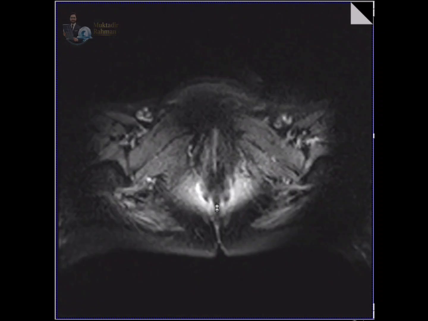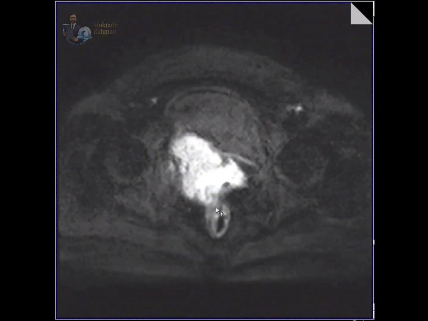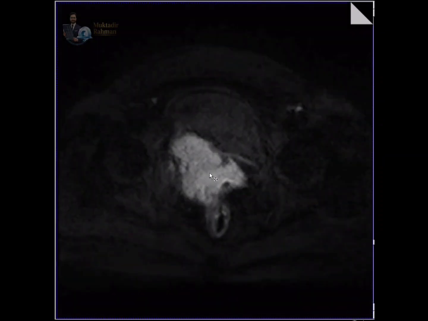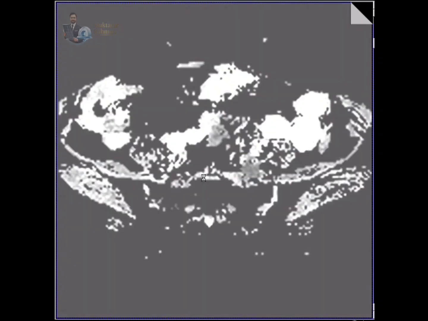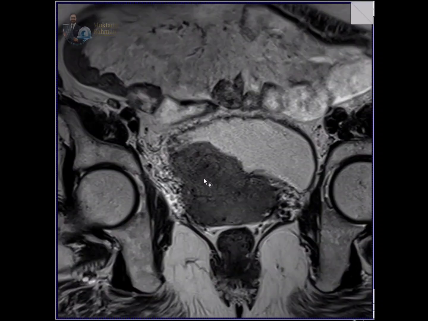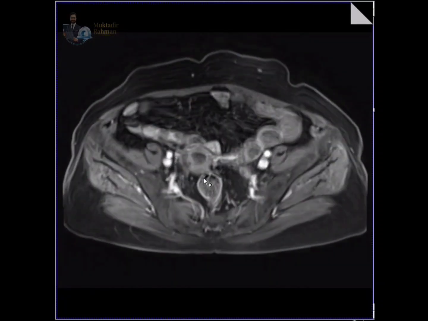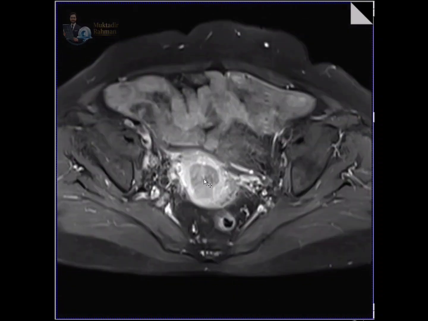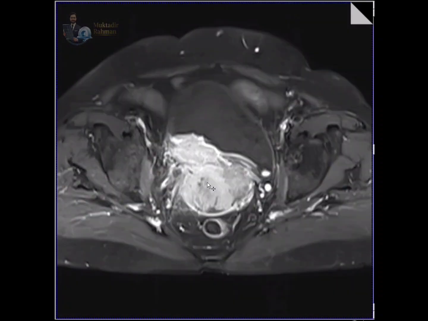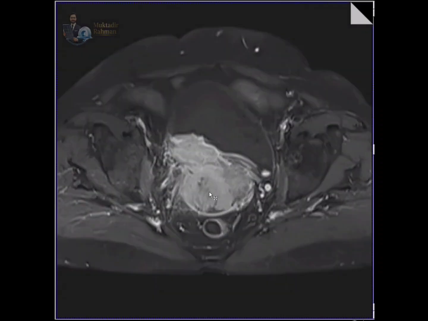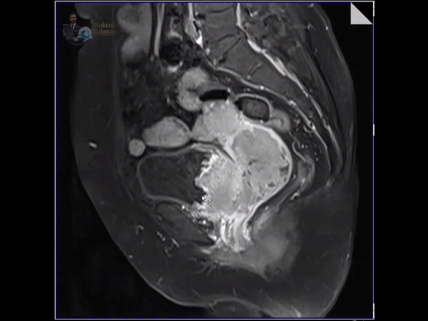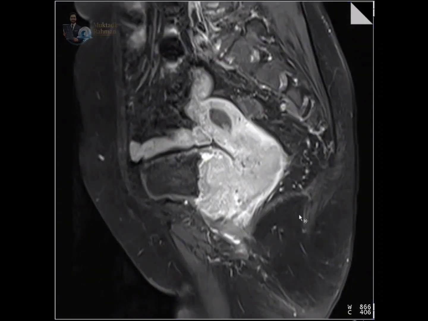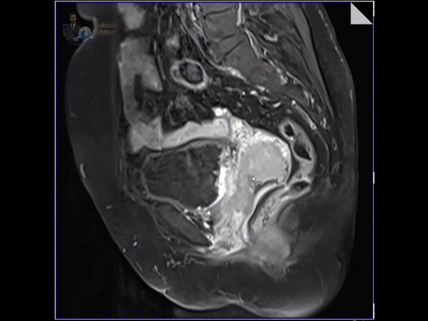And this is the DWI. I'm showing here the pathology right now. Now the post contrast axial images are showing here right now. This is the pathology, and this one is sagittal post contrast, showing here the pathology right now.